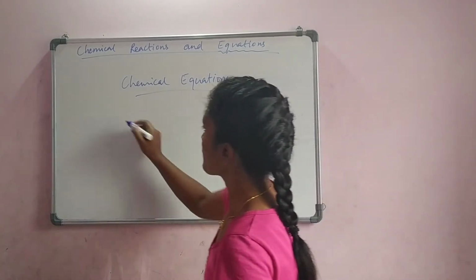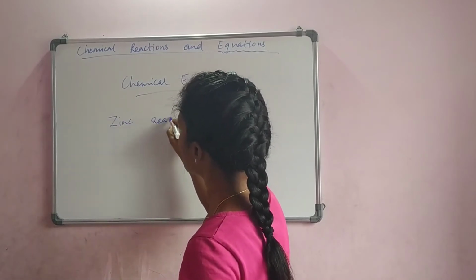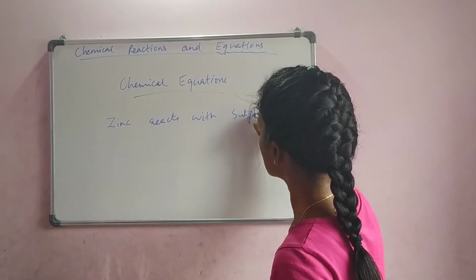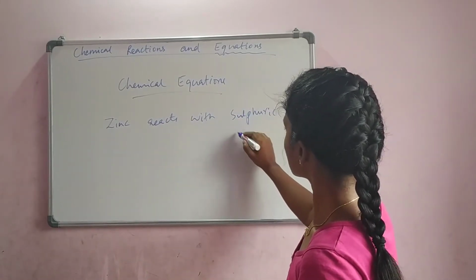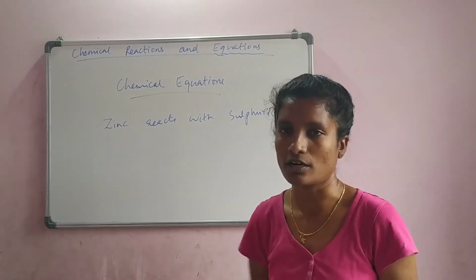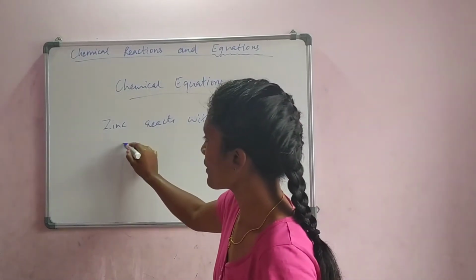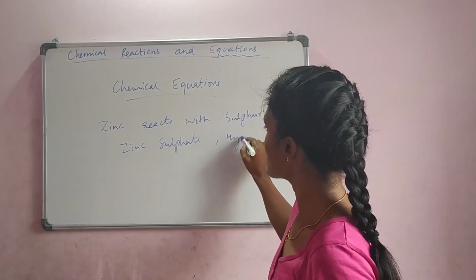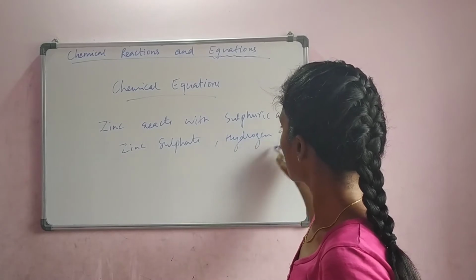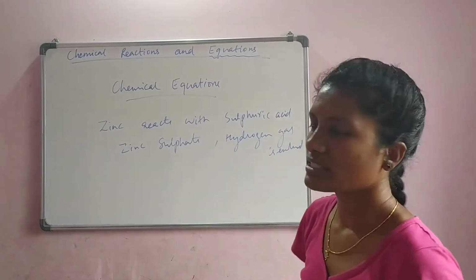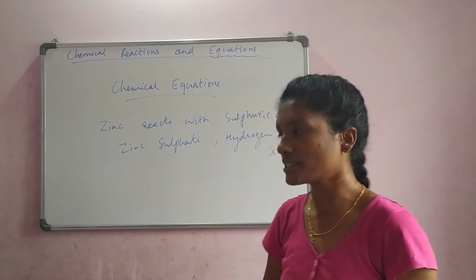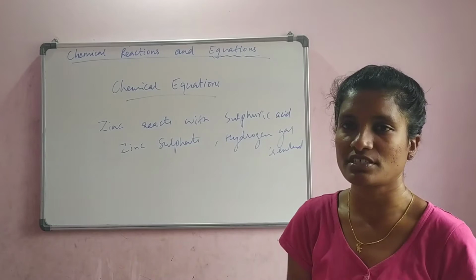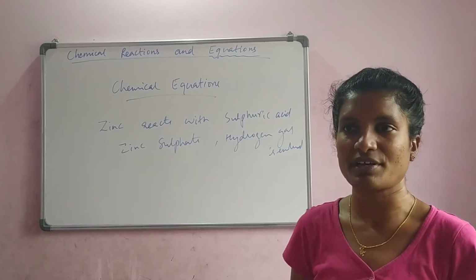So, let us say zinc reacts with sulfuric acid, okay, and it gives zinc sulfate. The product formed is zinc sulfate. Along with that, hydrogen gas evolves. Okay, this is an example for evolution of gas. The same word equation can be represented in chemical formulas or chemical symbols.